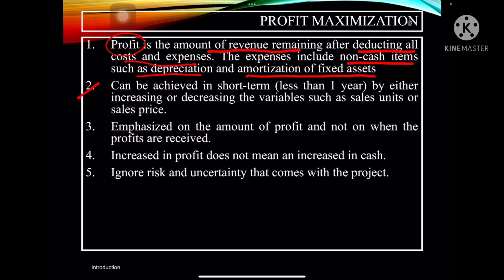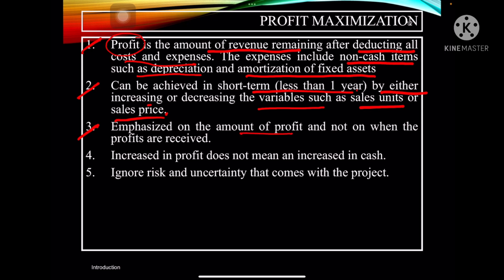Number one is finished already. Number two, it can be achieved in the short term. Profit is normally calculated yearly, by either increasing or decreasing variables such as sales units or sales price. So this can be achieved in less than a year. If we increase our sales and decrease our variables, this will increase our profit. Number three, emphasize the amount of profit.